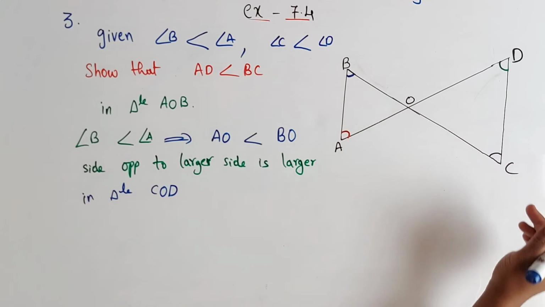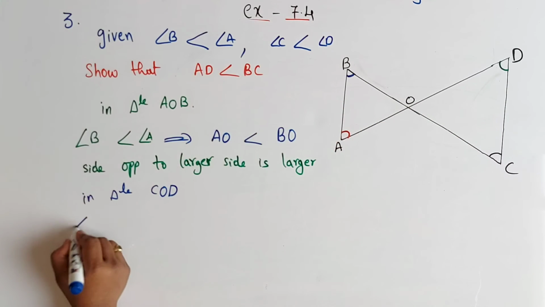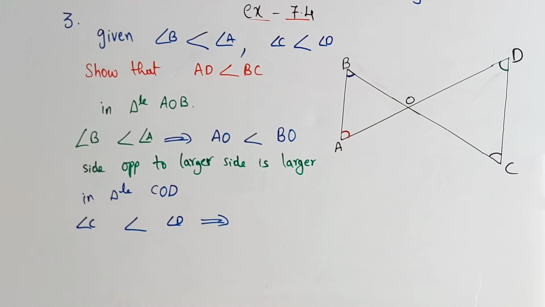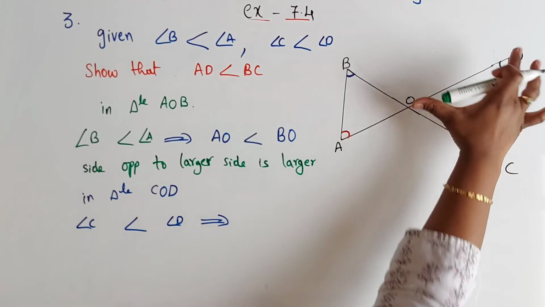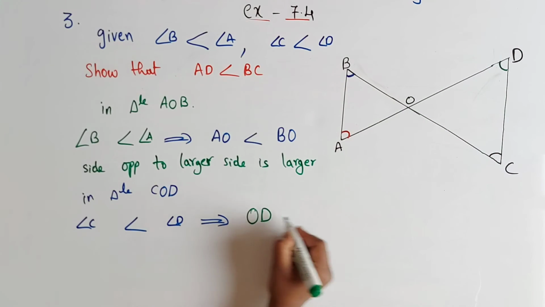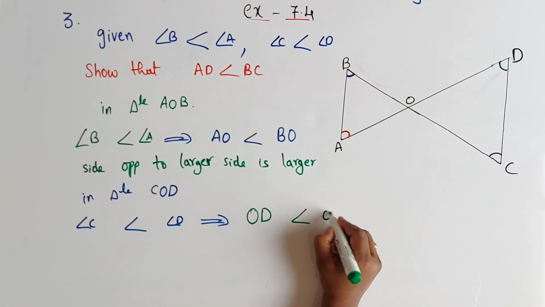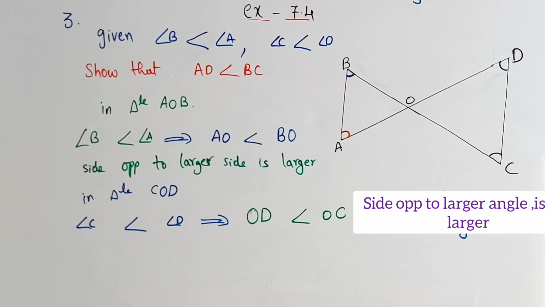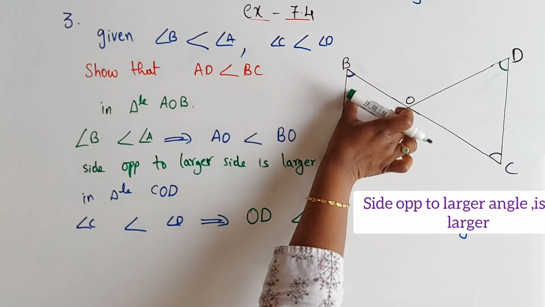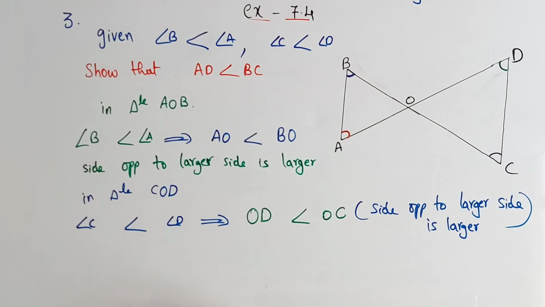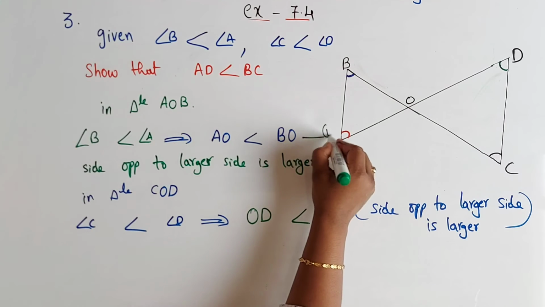In triangle COD, they have already given that angle C is less than angle D. That means angle C's opposite side OD is less than angle D's opposite side OC. So here OB is greater and OC is greater. Let's add these two, the first and second equations.